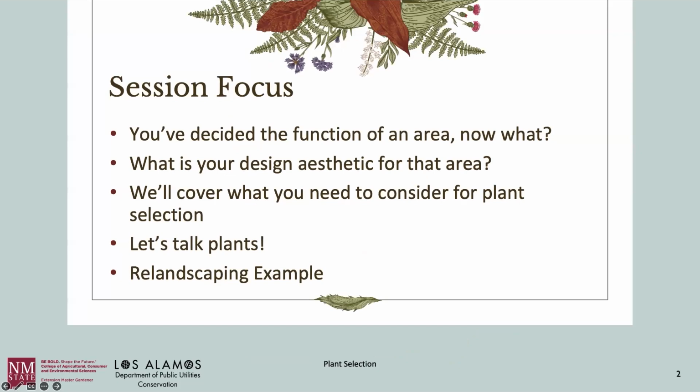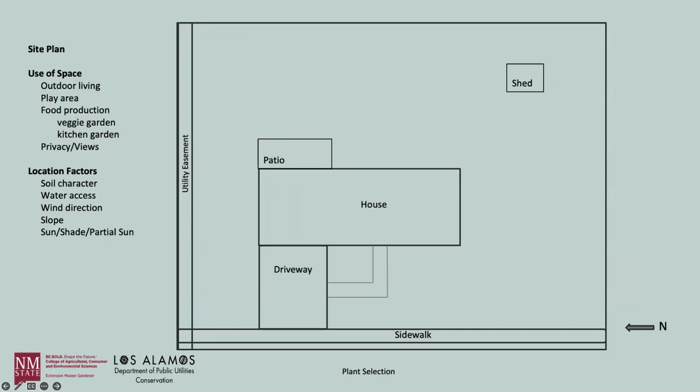All right, so we're going to start out this session with a little bit of review. And then we're going to talk a little bit about what's called a design aesthetic. And we're going to cover what you need to consider for your plant selection. After that, we're going to talk plants, lots of plants. And we will end with a re-landscaping example.